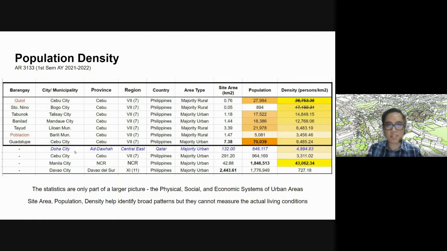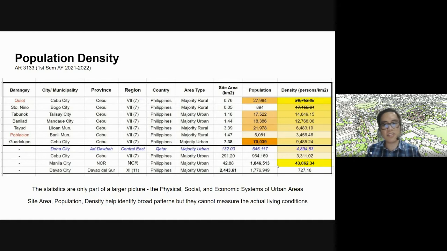And then just for comparison, we have city tables over here: Doha City, Cebu City, Manila City, and Davao City, because I have one student from Qatar. Qatar, probably one of the richer cities in the world. Notice that they have only a 646,000 population compared to Cebu City's 900,000, Davao City's 1,700,000, and Manila City's 1,800,000 population. I think also Manila City is the most dense city in the world with a population density of 43,000 people per square kilometer.